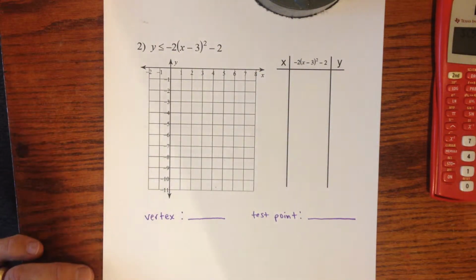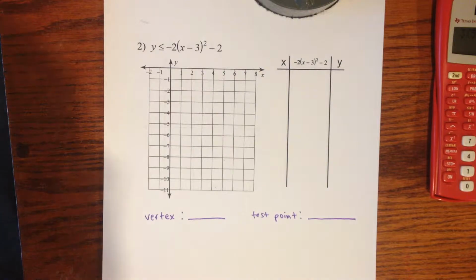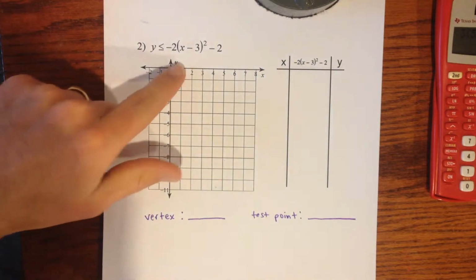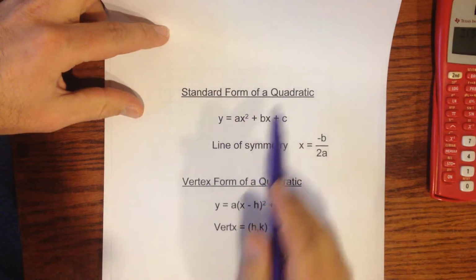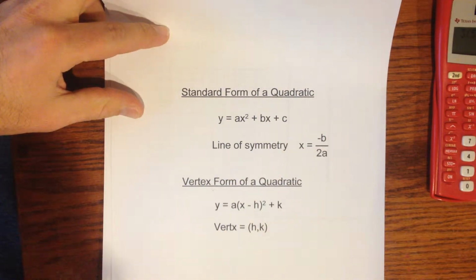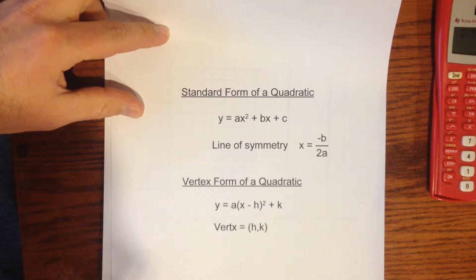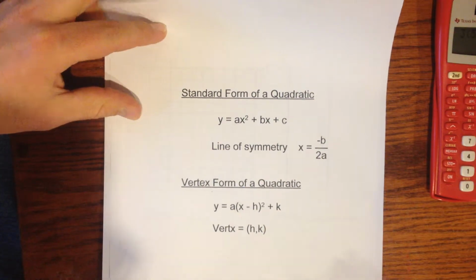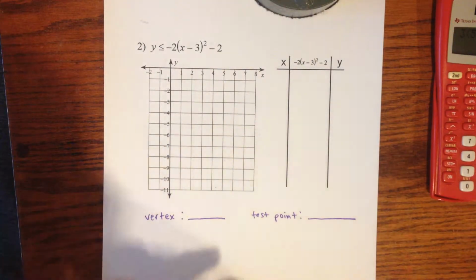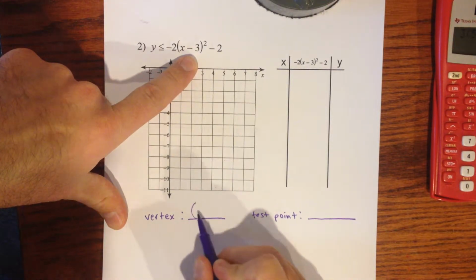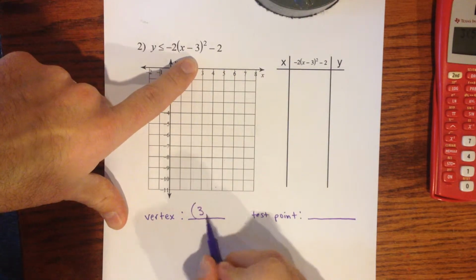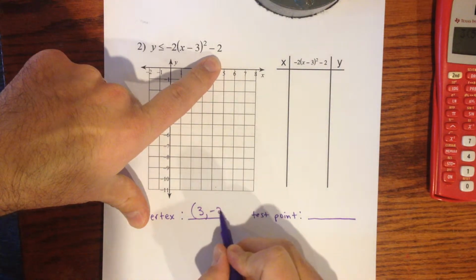Okay, here is the second video on graphing a quadratic inequality that is set up in vertex form. And I'll show you this again, standard form versus vertex form. When we have a quantity squared, we can take the vertex right out of the equation. So the vertex is (h, k), and just look in that position. So in this case, h is 3, and k is -2.